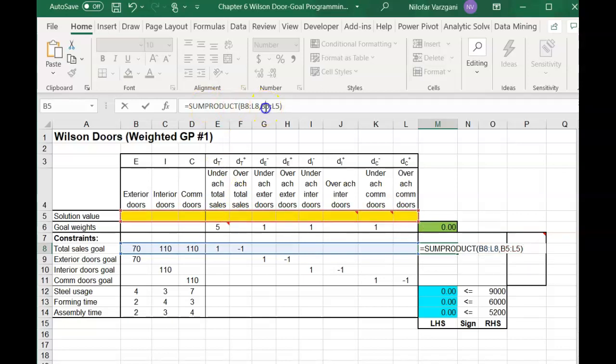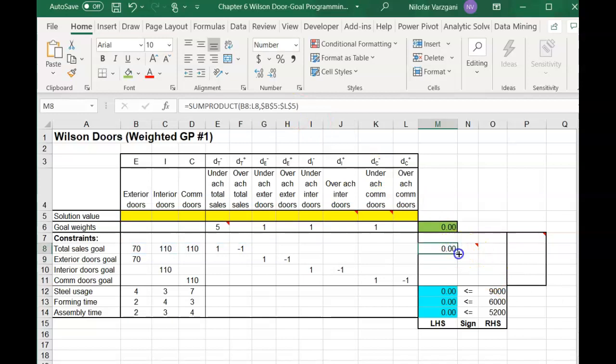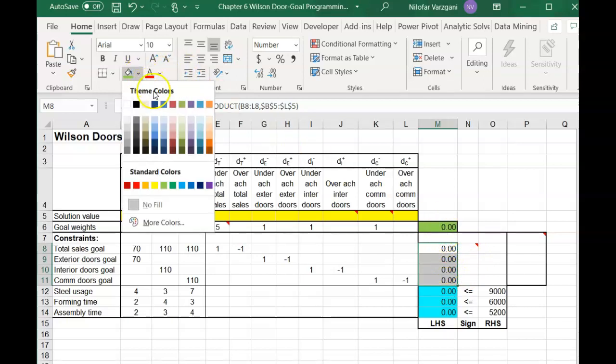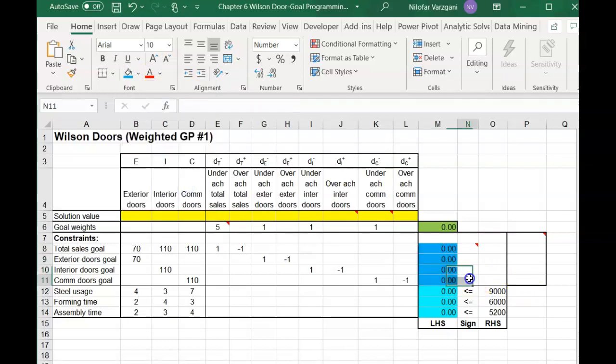And because the decision variables would remain constant, I'll put $ signs in front of those references so that I can drag this formula down. And since these all contain formulas, I'm going to put blue color here, just so that I can remember that these zeros are a result of the formulas. And these are all equal constraints.